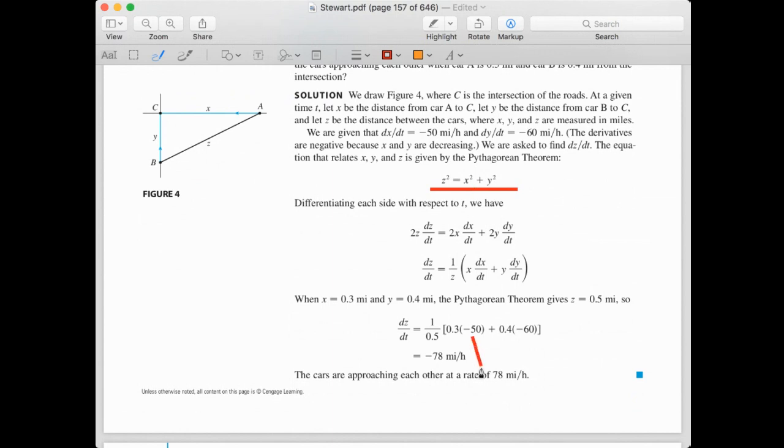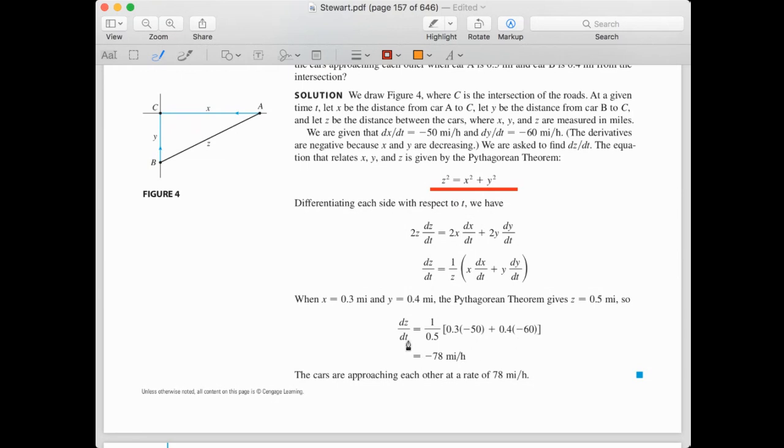Okay, why is this negative? Negative 50. Why is the speed negative 50? And also why is this negative 60? We have to be very careful, because you see the distance from A to C is decreasing. That's why the rate of change is negative. The distance from B to C, y, is also decreasing. Okay, that's why it's negative. So remember to use the negative sign. So 0.3 times negative 50, 0.4 times negative 60.